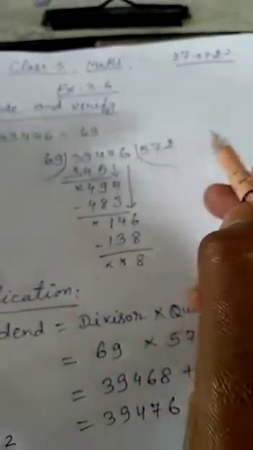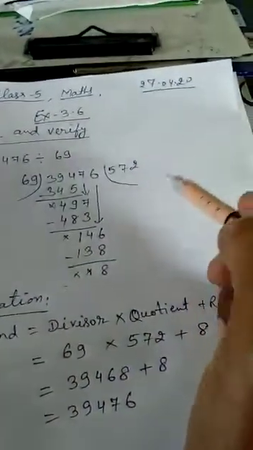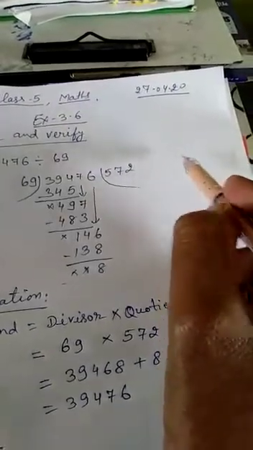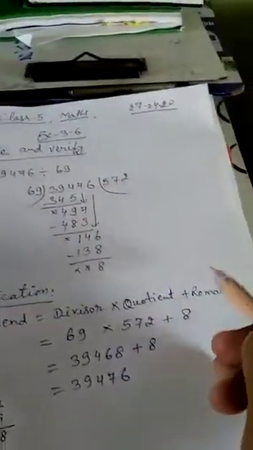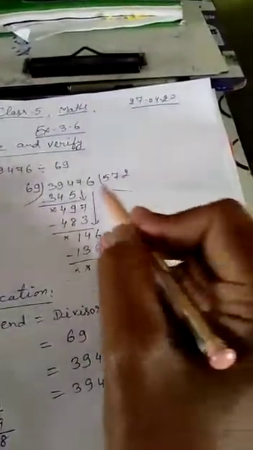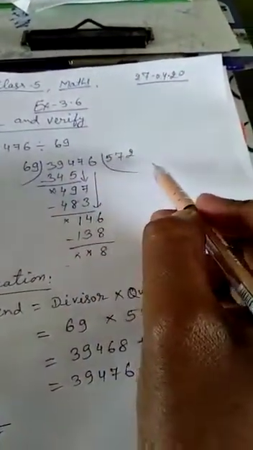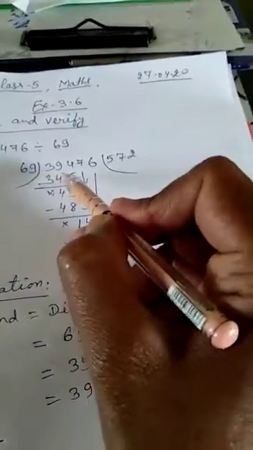You can write the table of this. 69 is the divisor. So you can write the table of the divisor up to 9. 69 1 ja 69, 69 2 ja, 69 3 ja. You can write the division table of 69, the multiplication table of 69. Now you will start division.